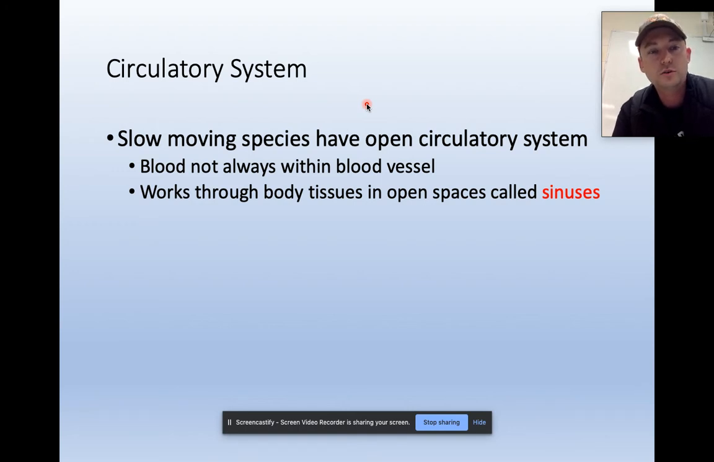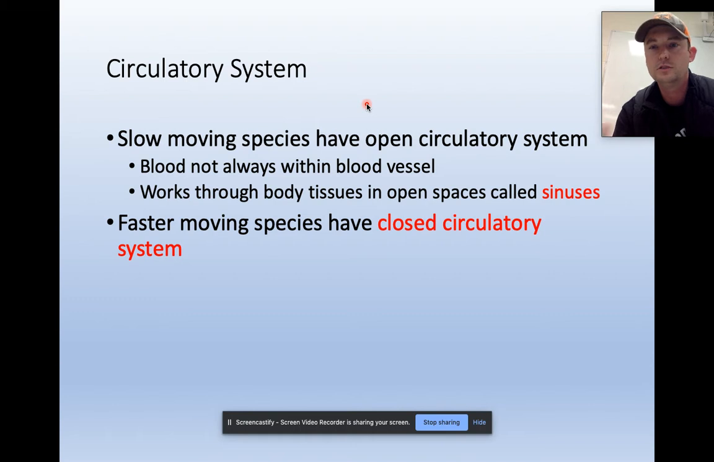So the circulatory system: slow-moving species have what's known as an open circulatory system. We noted this in the first video as well, and that the blood is not always contained within the blood vessels. Basically, the heart will pump blood through the artery, and then it's going to collect in these open spaces called sinuses, where the blood will then work through these tissues and the sinus cavities to allow for the oxygen and carbon dioxide to diffuse in and out.